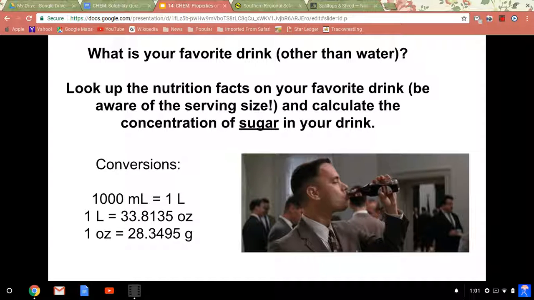And then I want you to brainstorm, and you can talk to the people around you, try to come up with the sugariest drink and calculate the percent of sugar in that drink. So look up the nutrition facts once again, make sure you are aware of the serving size, make sure you're aware of the units, you want to be in the same units, and calculate the concentration of that as well.